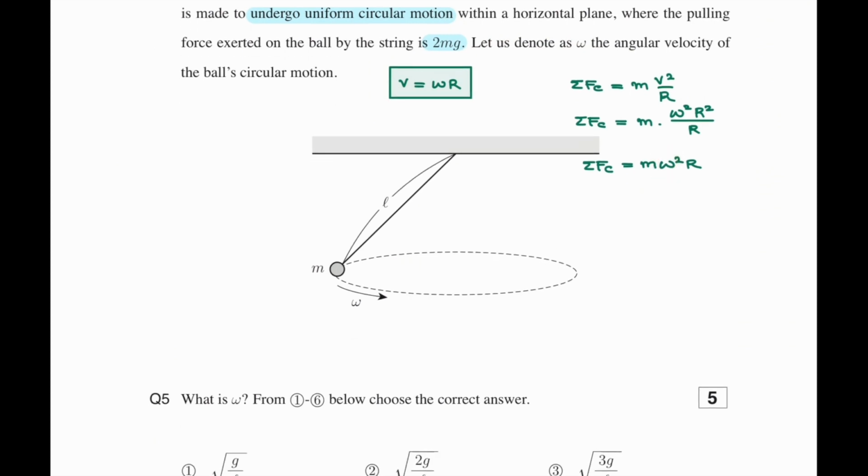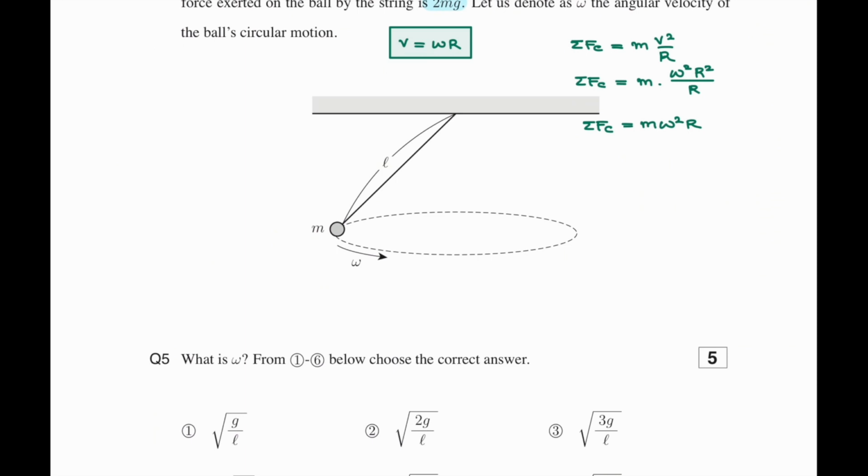Next thing is, what is the centripetal force? You have to remember that centripetal force is the center-seeking force. So if you want to find the centripetal force, you need to see from the free body diagram. We will draw the free body diagram later. From the free body diagram, you need to see which force is directed to the center of the circle.